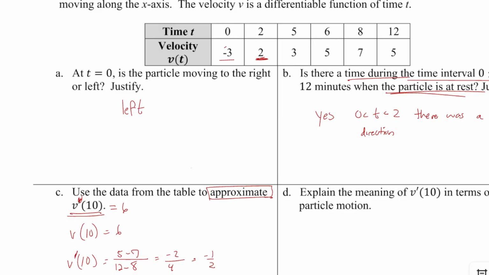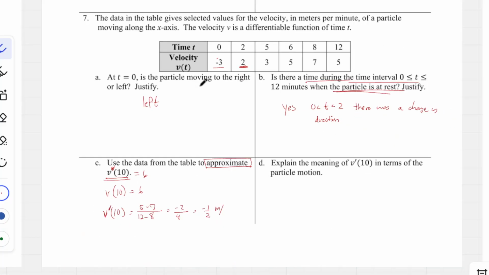So the derivative of velocity is acceleration. So this is an approximation of the acceleration on that interval. So it'd be meters per minute squared. So I guess I would just say that the derivative of velocity is acceleration. So v prime of 10 is an approximation of acceleration at t equals 10.